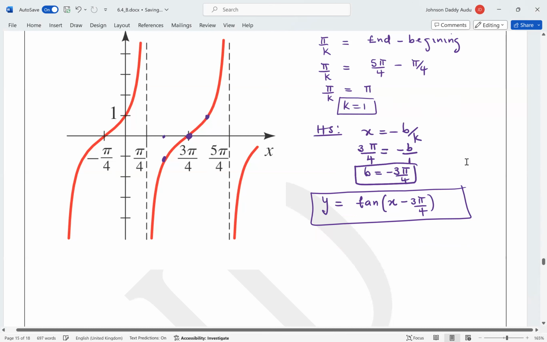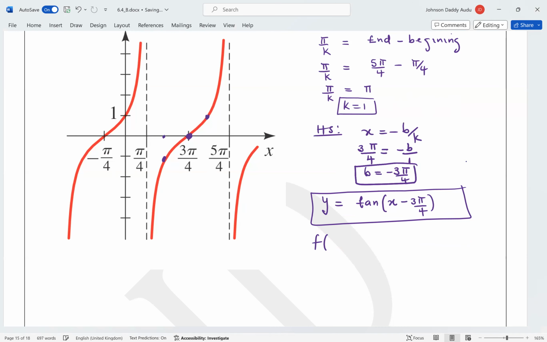So let's test f of 3 pi over 4. Clearly it's going to be tan 0, which is 0. And we can look at this point, because we know this point. If this is 3 pi over 4, what is going to be this point? If this is 0, the distance from here to here is pi over 4. So this is going to be 2 pi over 4, and this is going to be 4 pi over 4.